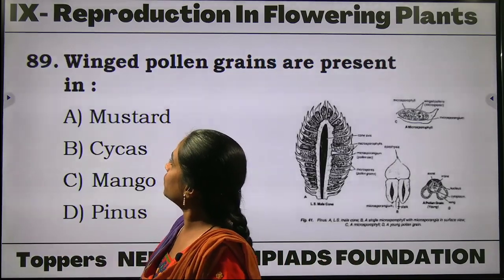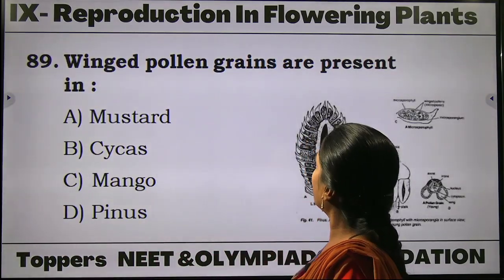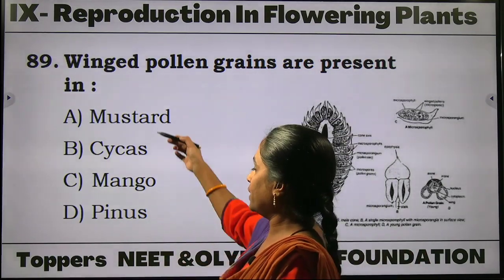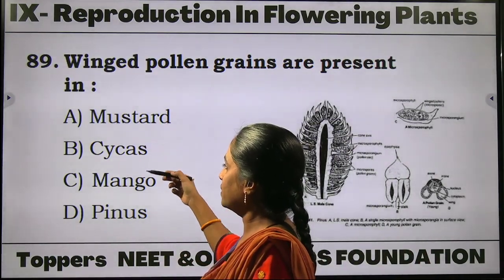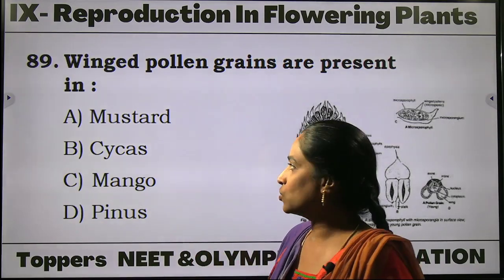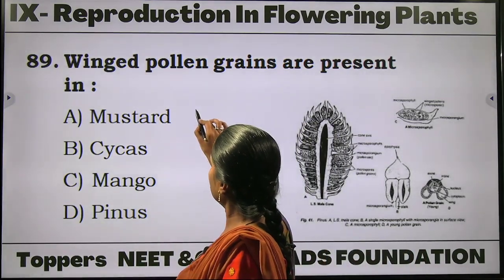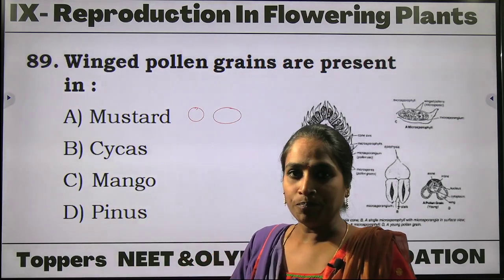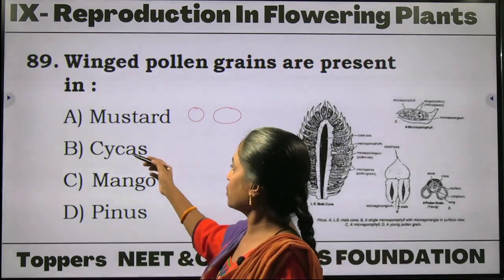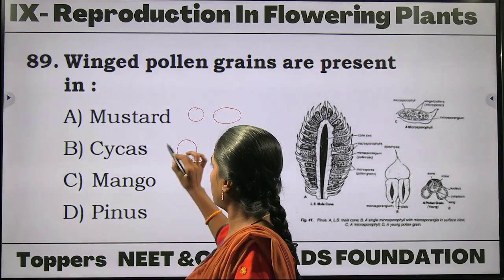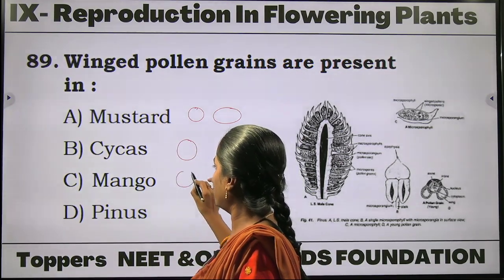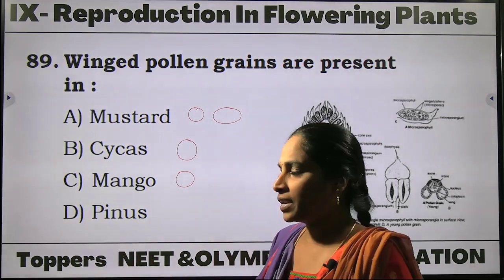Coming to the next question, winged pollen grains are present in which of these plants? Okay, is it present in the mustard, cycas, mango or pinus? Okay, so in the mustard we can observe a round shaped or approximately spear shaped pollen grain, and coming to cycas, exactly round shaped pollen grain, and in the mango the pollen grain also will be in an approximate spear to round shape.